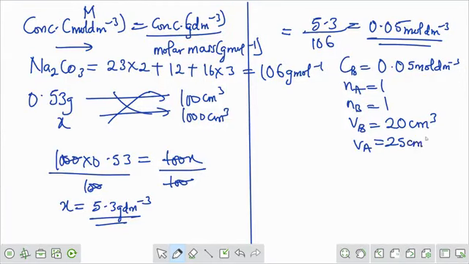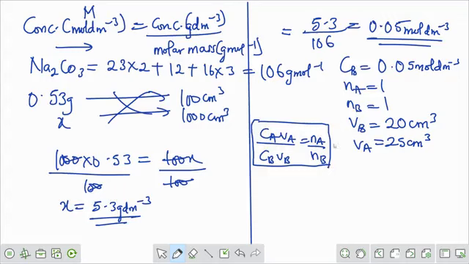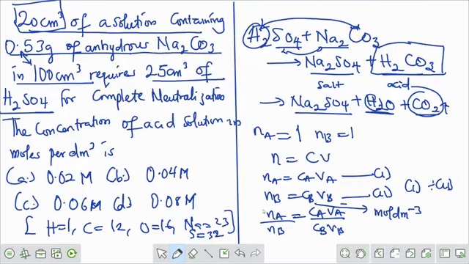Now if you look at this question, in our formula CAVA over CBVB is equal to NA over NB, which parameter do you think we are here to get? If you know the answer, put it in the comment section. The parameter we are here to get is CA. Since we've got the rest, we substitute and make CA the subject of the formula. The question is asking us the concentration of the acid solution in mole per dm cube.